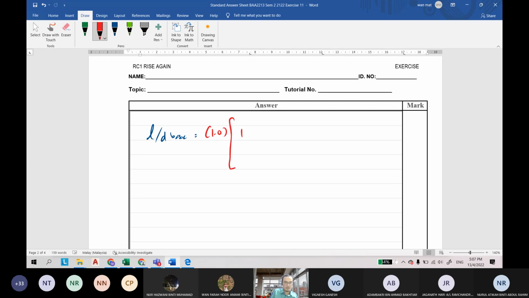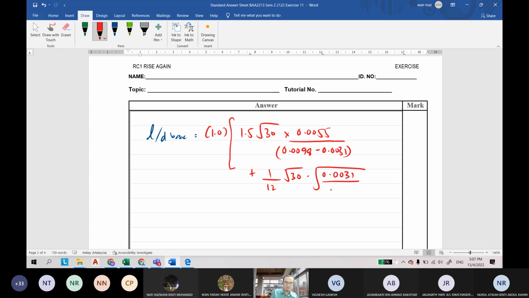Okay, and then 1.5 times square root of 30 times 0.0005 divided by 0.0098 minus 0.0031. Okay, my advice is you just calculate one by one in order to avoid a mistake when using your calculator. You might make a mistake during setting up the programming, so you better calculate one by one.